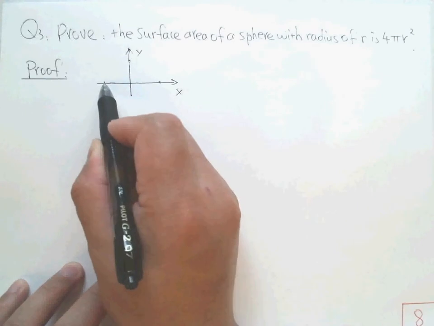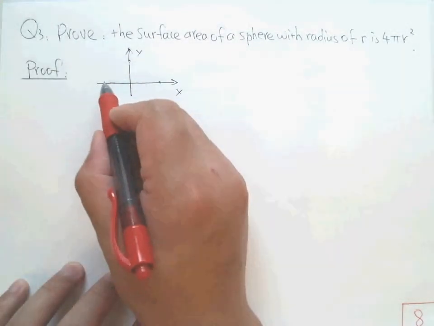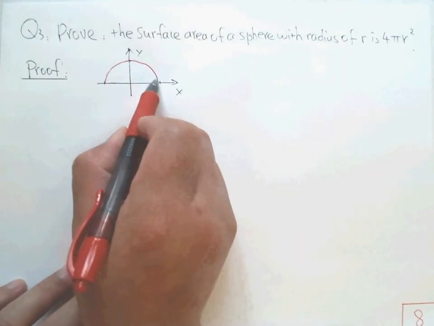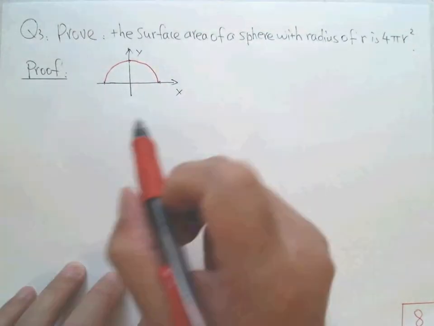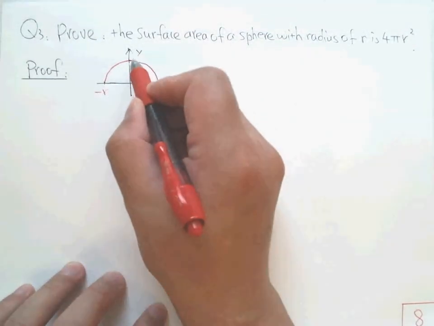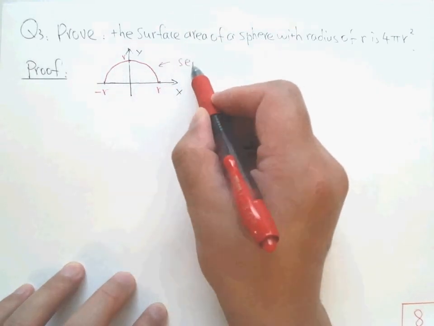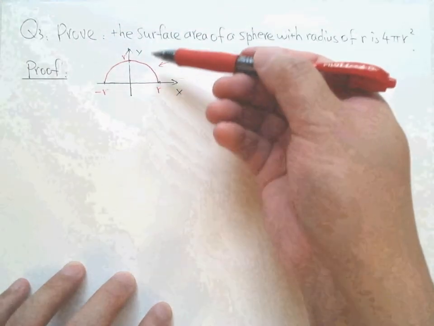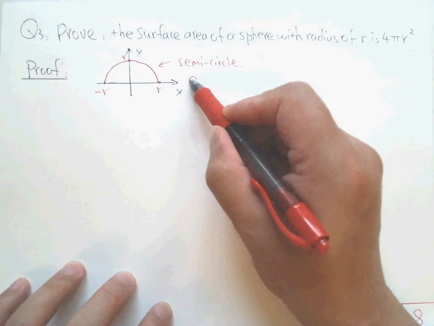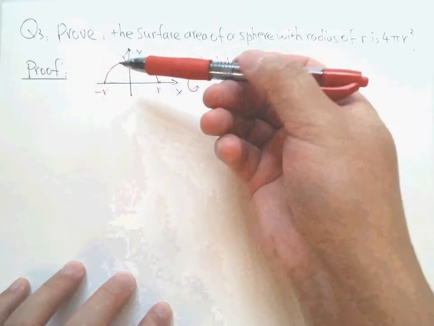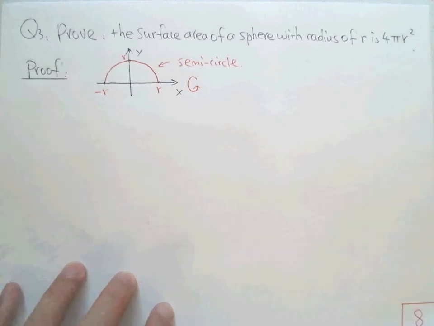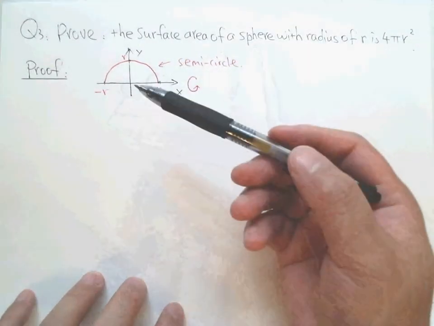You see this. If this is y and this is x, this is a semicircle. Suppose we have this semicircle. Now we put r here, negative r here, and r here. This is a semicircle, right? We need to use the word rotated. If this semicircle rotates about x, what do we get? We get a ball, or a sphere.